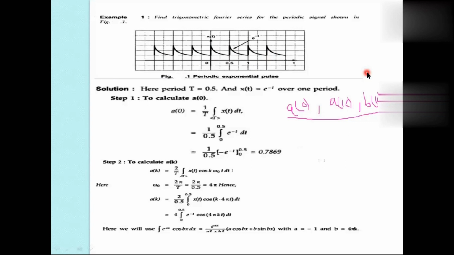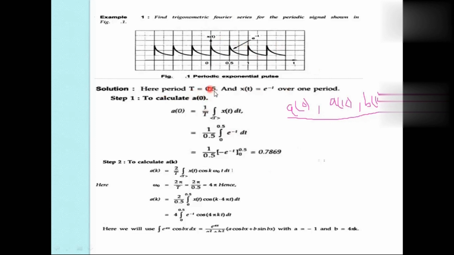What is the period here? You see, the period T is equal to 0.5. For every 0.5, 0.5 to 1 is 0.5, 1 to 1.5 is also 0.5, 1.5 to 2 is also 0.5, so the period is 0.5. And what is the given function? x of t, an exponentially decaying function. Exponentially decaying means e power minus t; exponentially rising means e power plus t. So these are the two given terms from the given periodic exponential signal.